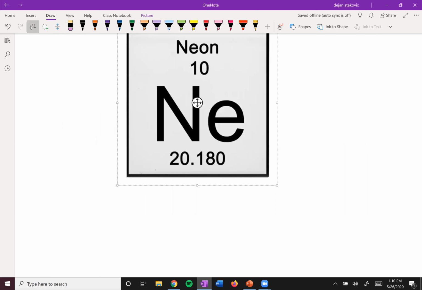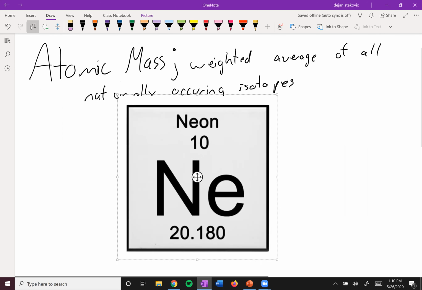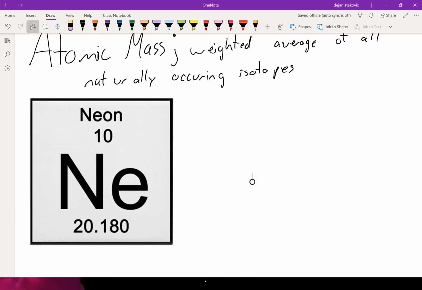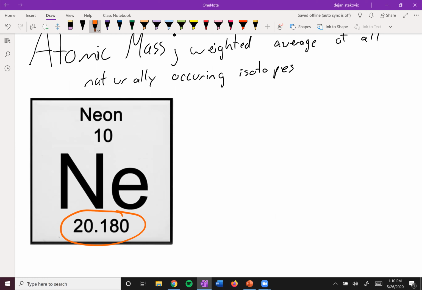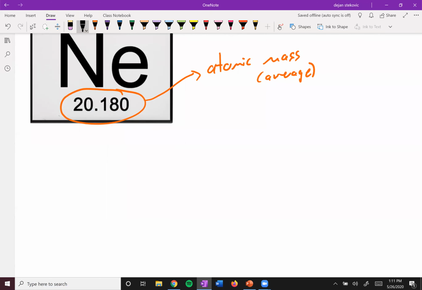So here's the example for neon. And we see this number, this is going to be our average mass or our atomic mass. However, what you need to realize is that it's a weighted average. So for example, if you had one person that weighed 200 pounds and 100 people that weighed 100 pounds, if you asked what the average weight was, it'd be much closer to 100 than 200, right? Because there's more of the people that weigh 100 pounds.